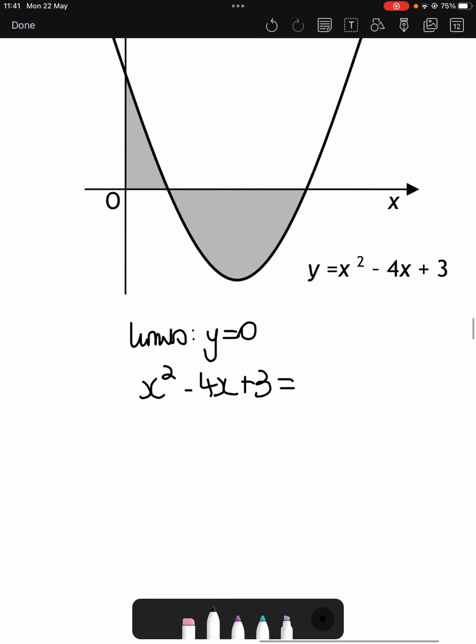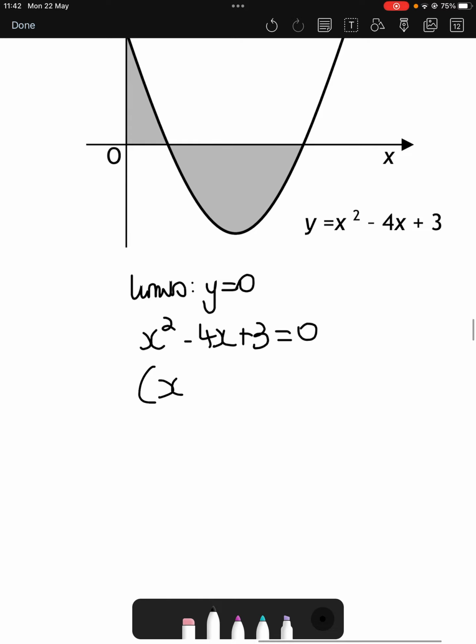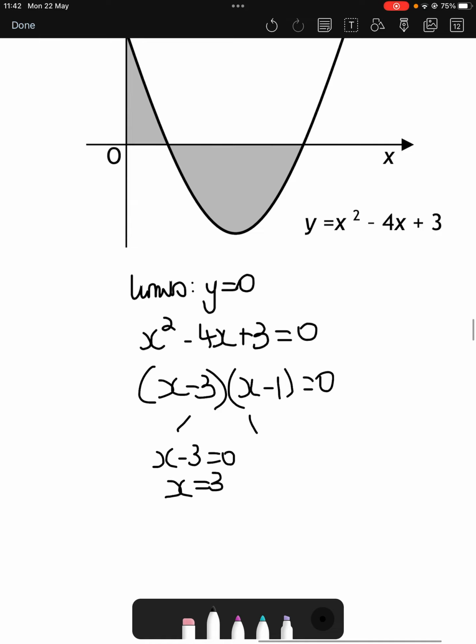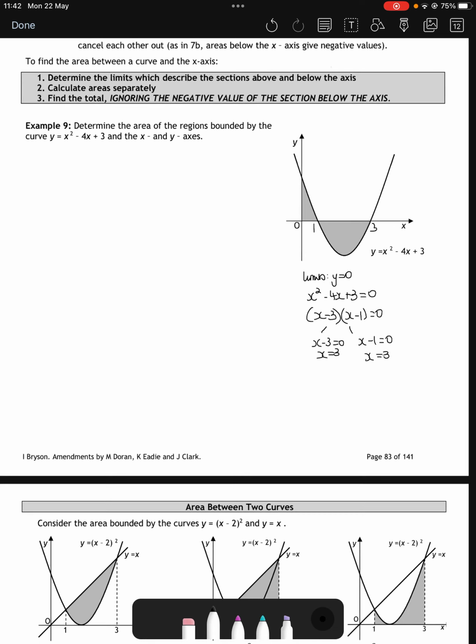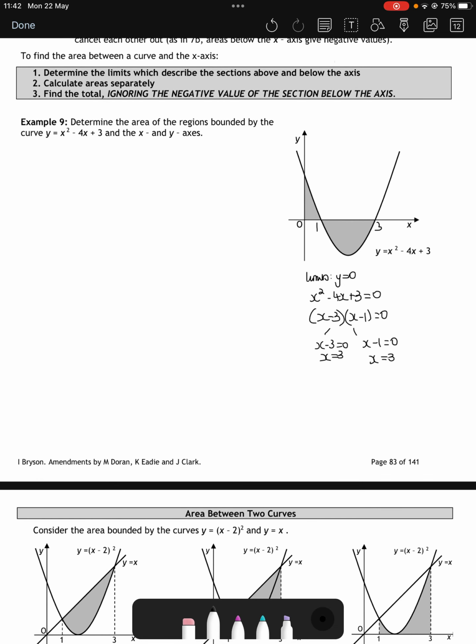So let's figure that out. Plus 3 is 0. We're going to factorise it. Bring it down. Okay, so that's my answer. It's obviously 1, 3, and we've got 0. So what we're going to do is we're going to work out 2 individual bits. We're going to do the first one, and we're going to do the second one.